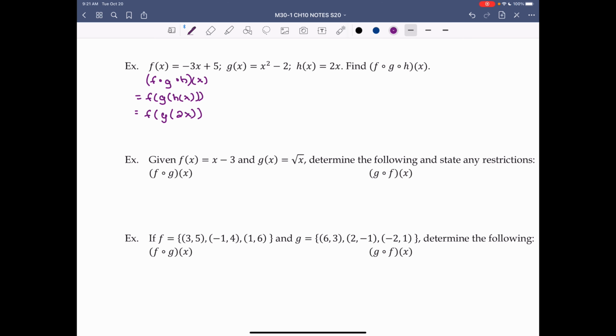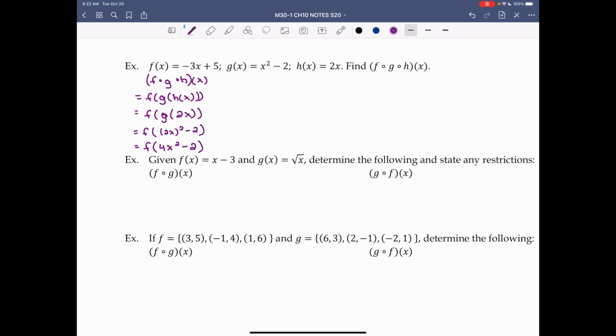And then we can plug 2x into the function g of x anywhere there's an x. So we have g of x is x squared minus 2. So now we would be doing 2x squared minus 2. We can simplify that. We get f of 4x squared minus 2.